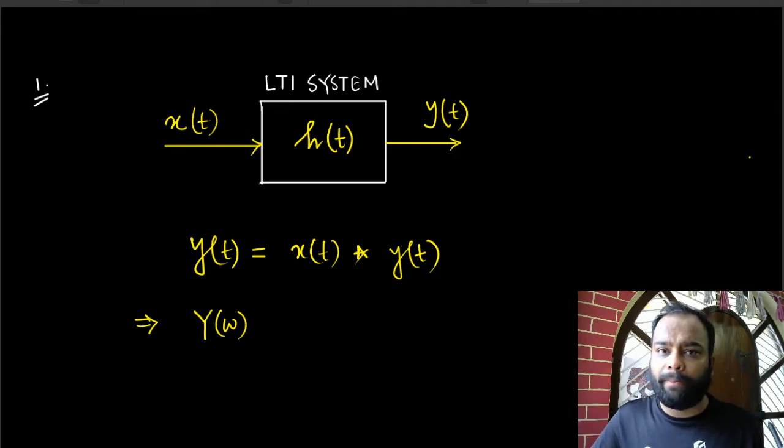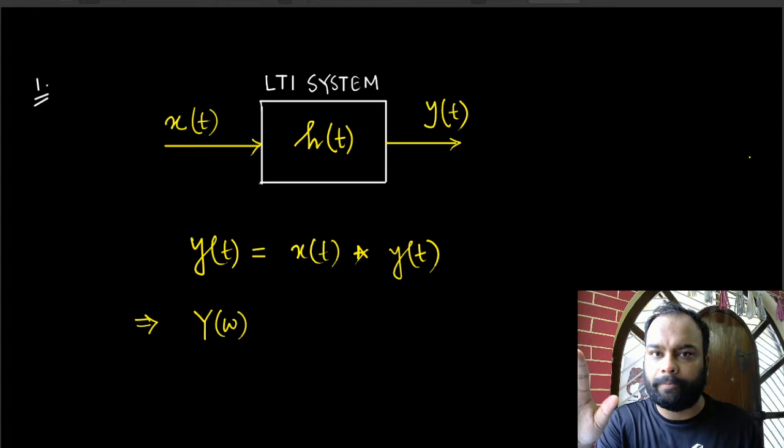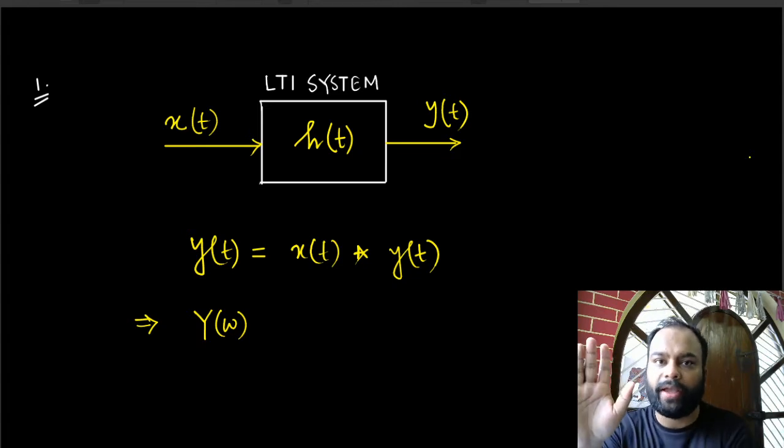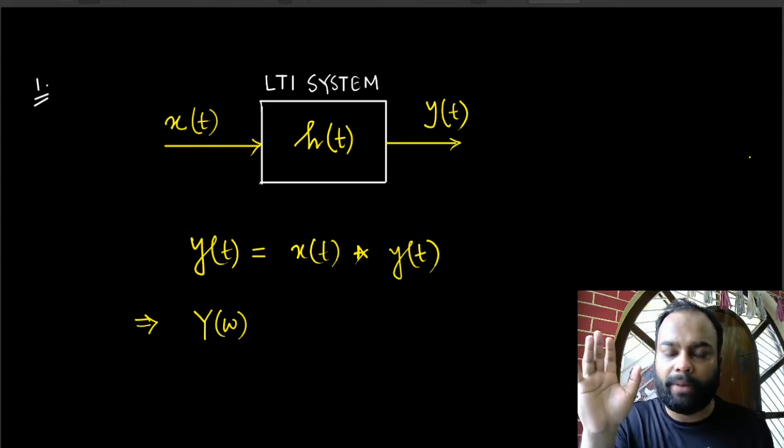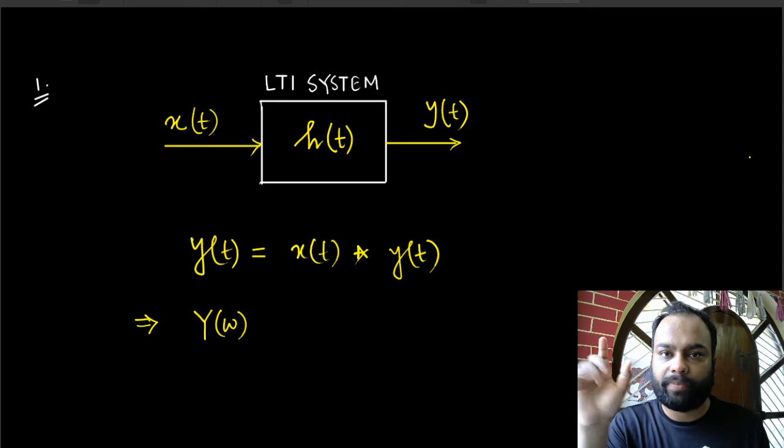But don't think about replacing all the omegas with j omega. That is not what happens here. Don't think about replacing all the omegas with j omegas, because that has already been taken care of by the calculations we have done so far.